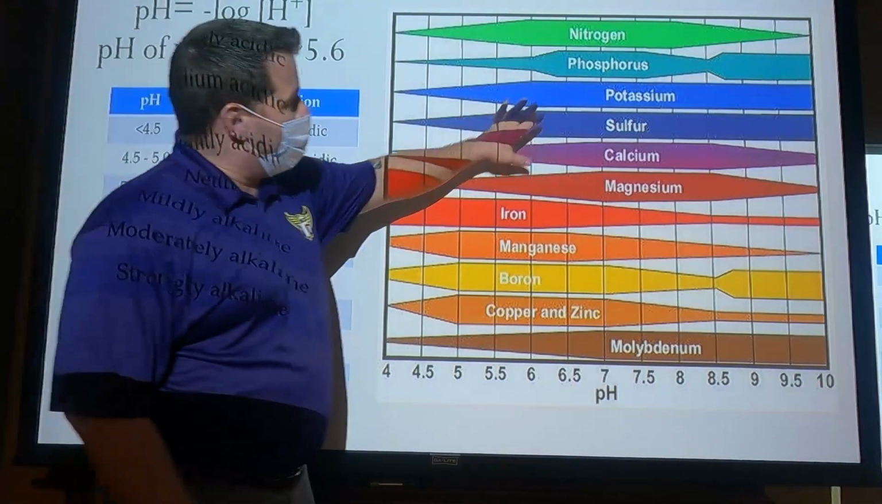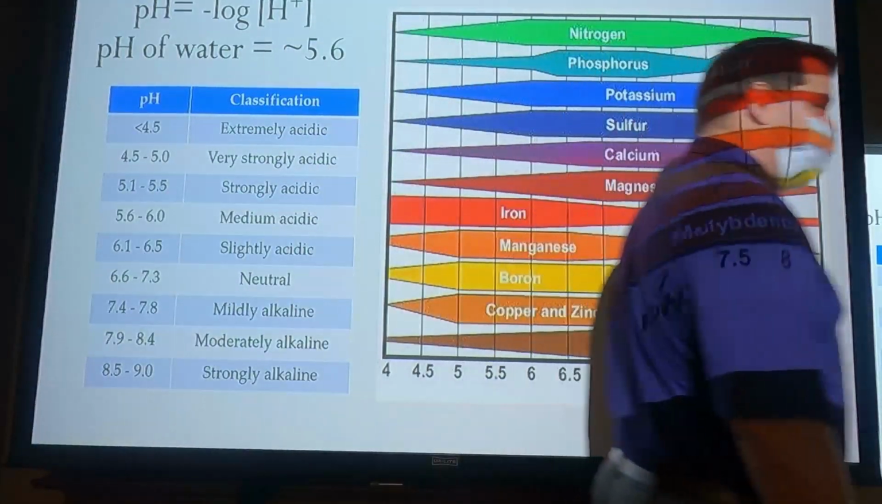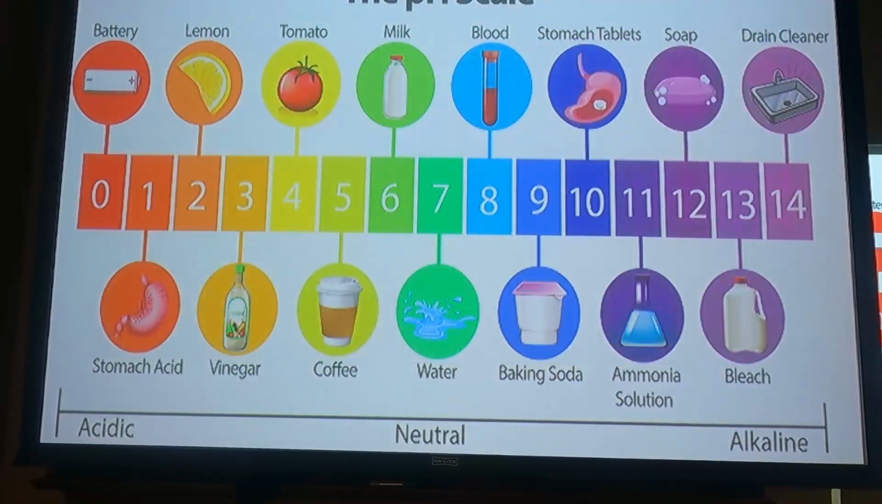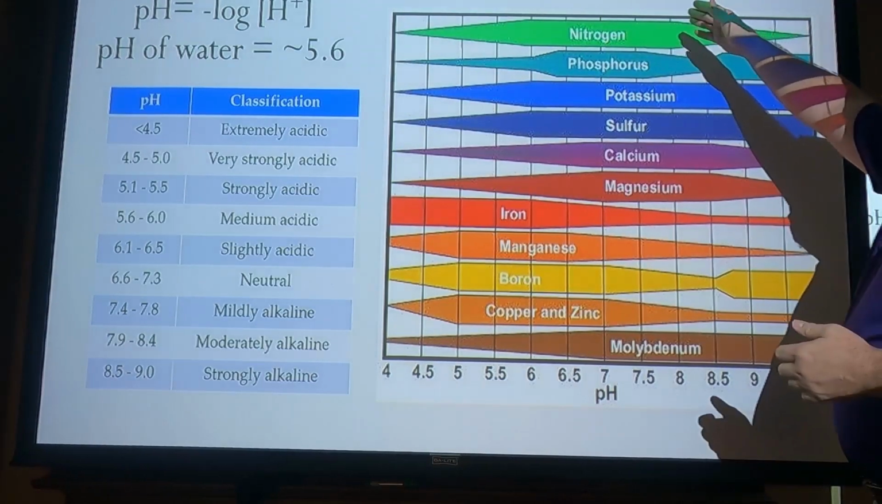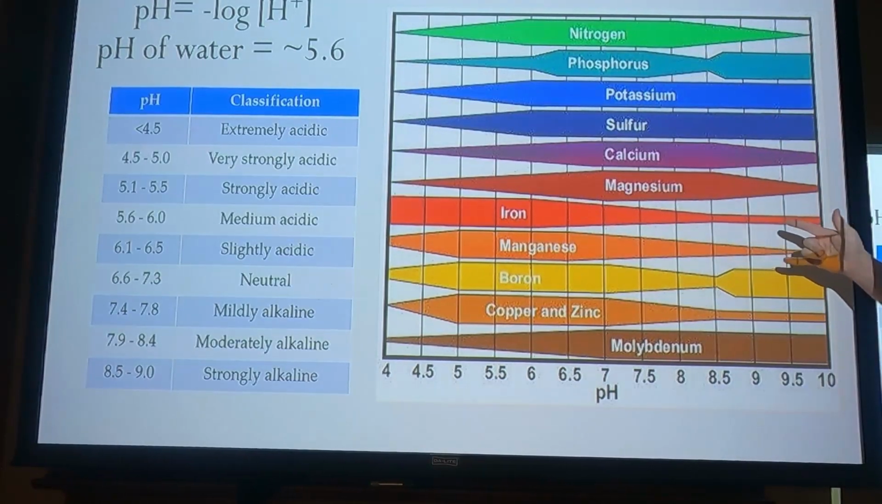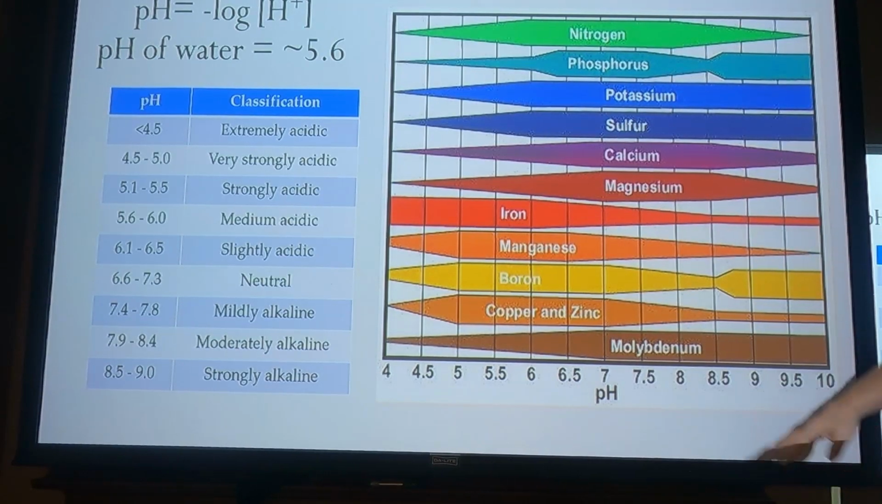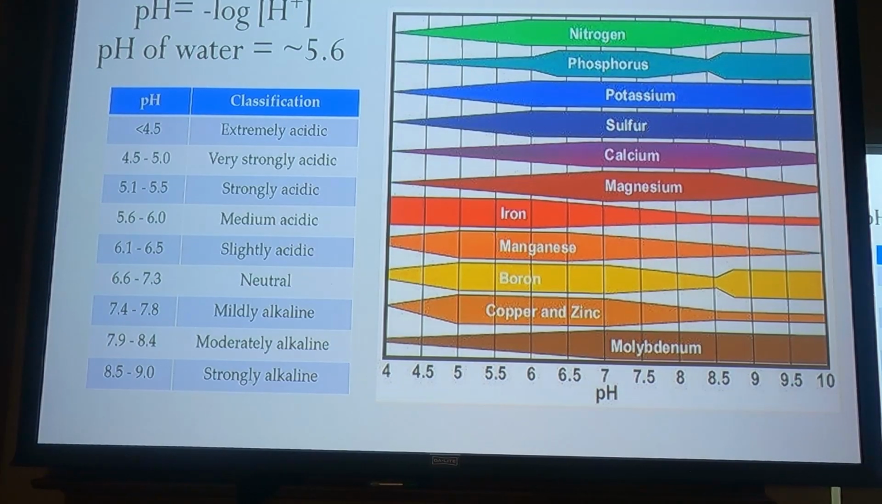For our macronutrients, we can see that somewhere between 6.5 and 7.5 is where most of our nutrient availability is. Then as we get more alkaline, our iron and manganese start to become less available. They're just not there. The soil colloids are taken up by our basic cations.